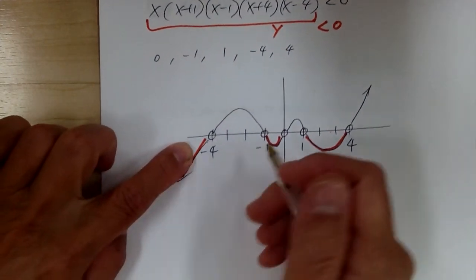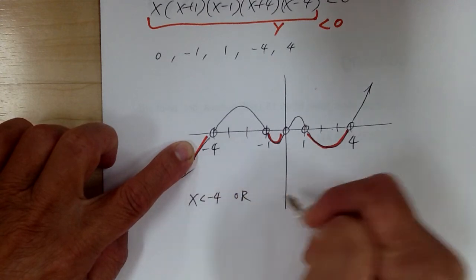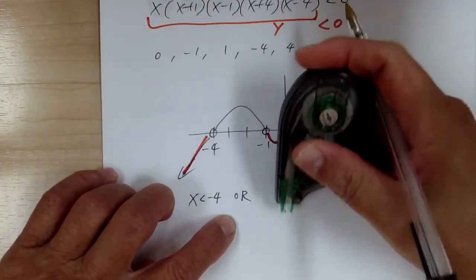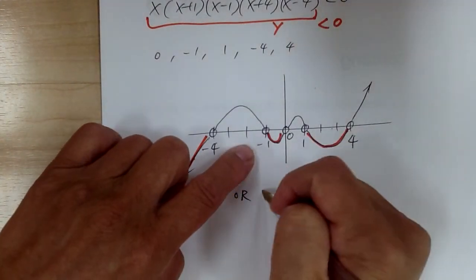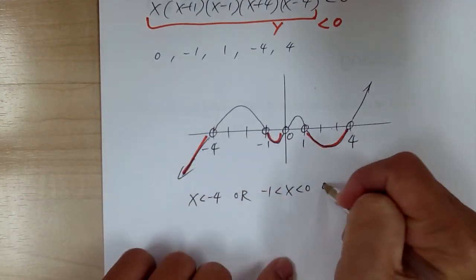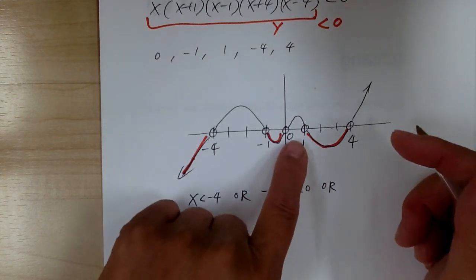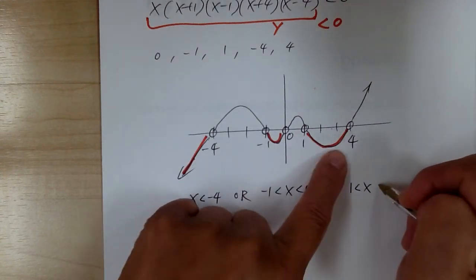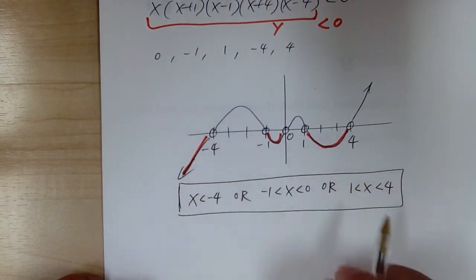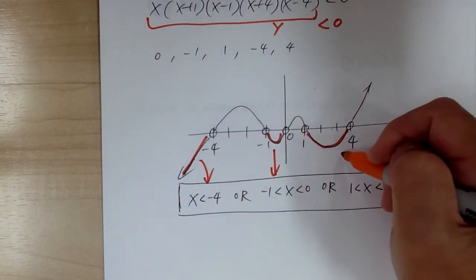So for this one, you're going to get x is less than negative 4, or this one over here is going to be negative 1 and 0. So it's going to be negative 1 less than x less than 0. That's this one here. Or, now make sure you have an or between each part, right? Those are disjunctions. And you're going to have 1 is less than x less than 4. Okay, again, all you have to do is just match this up. So this one is this here, this one is this one here, and this one is this one here.